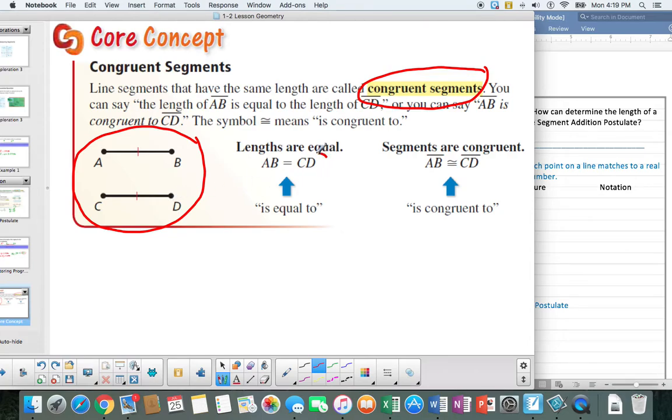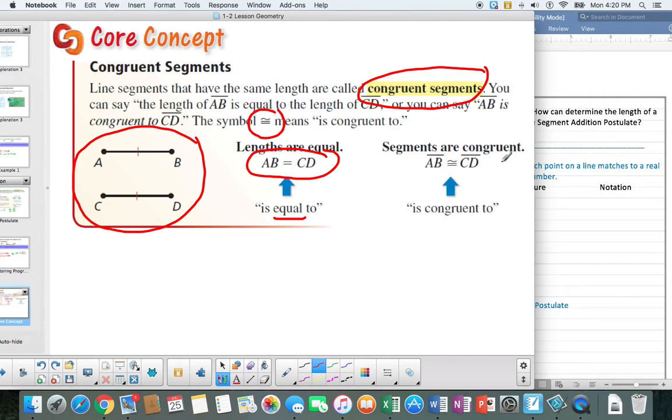When we're talking about lengths, under notation, you're going to write this. This says distance AB is equal to distance CD. We use the equal sign when we're talking about numbers. There's going to be a new vocabulary word called congruent. This is the congruent symbol.